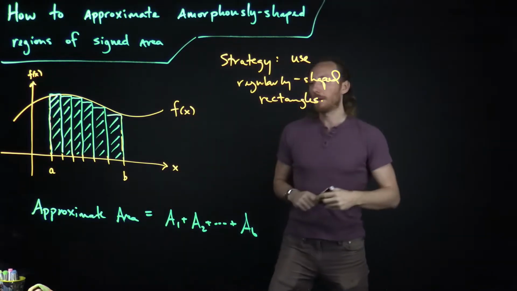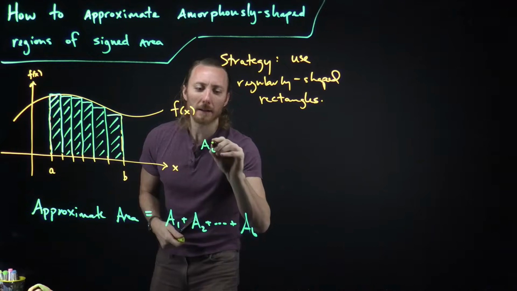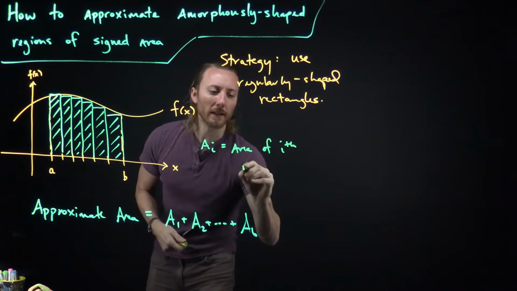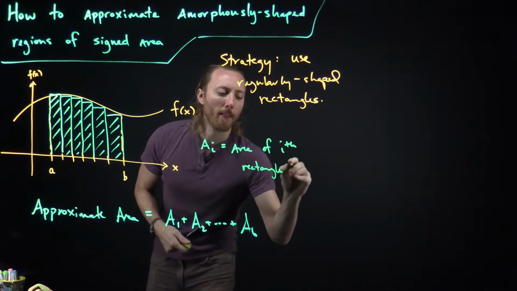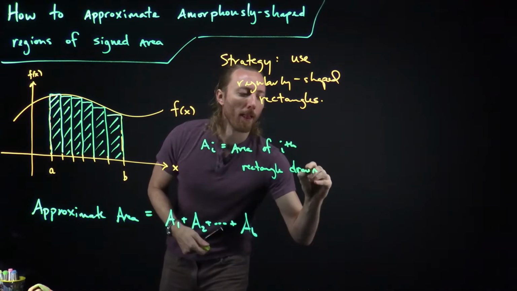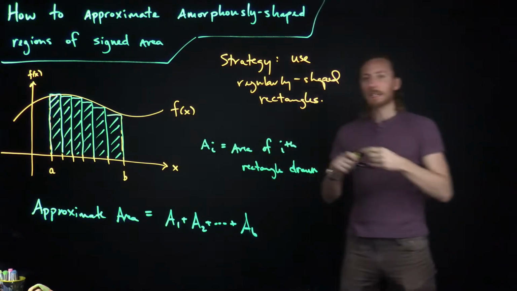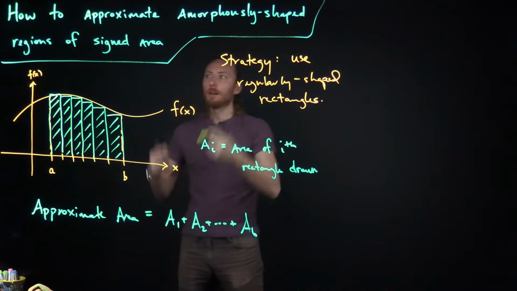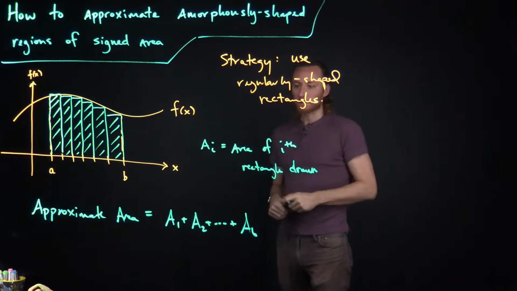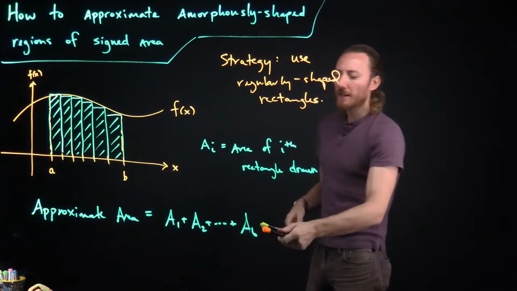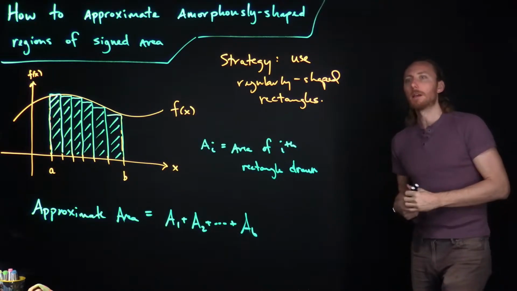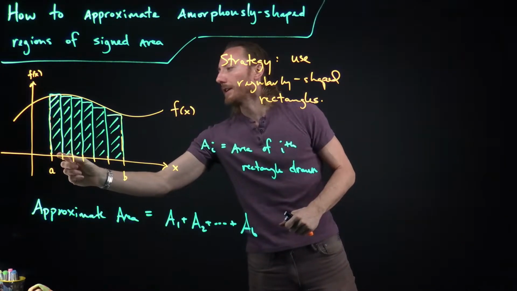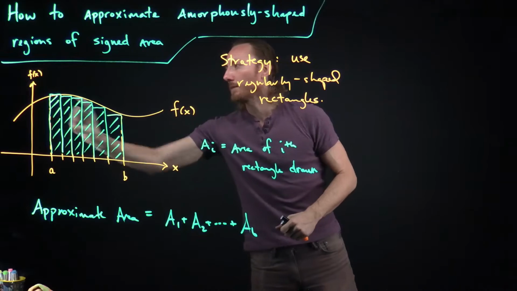So we add up the areas, where A_i is the area of the ith rectangle drawn. So just add up the area of our 6 rectangles. That gives us the approximate area between the function's graph and the horizontal axis. And then think about each of these areas. Each of these areas is just a rectangle, so to compute the area, you just do width times height.